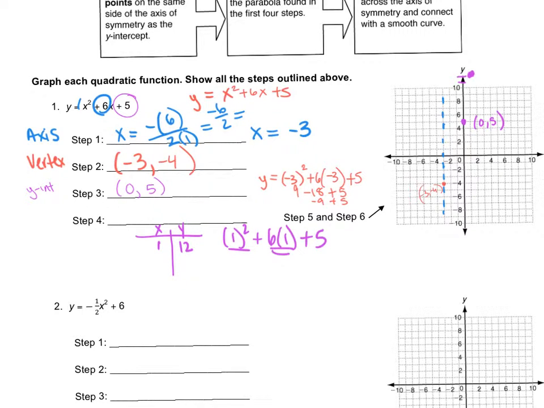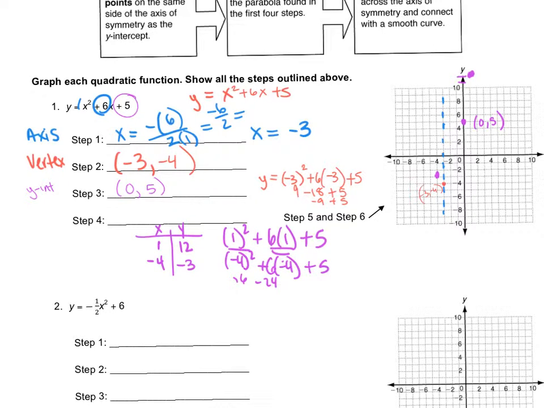Wait, how did you know to use that? Let's choose, I don't know, negative 4. Let's see what happens at negative 4. When x is negative 4, negative 4 squared is 16. 6 times negative 4 is negative 24. So 16 minus 24 is negative 8. And negative 8 plus 5 is negative 3. So when x is negative 4, y is negative 3.